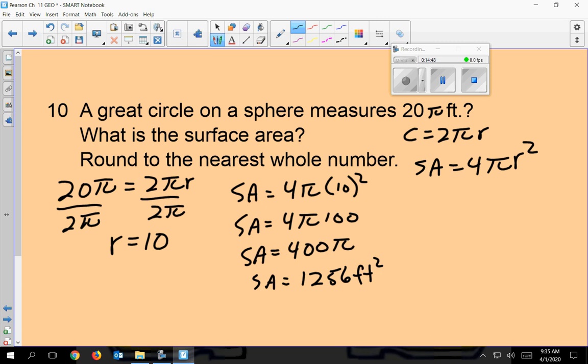And then the surface area, I can take that radius of 10, go ahead and plug that in, and get 400 pi, and then I want to multiply that out by 3.14, and I get 1,256 feet squared. Okay. All right, so hopefully you did pretty good on that one. Sorry about that. I don't know why that was missing. I didn't catch that earlier. All right.